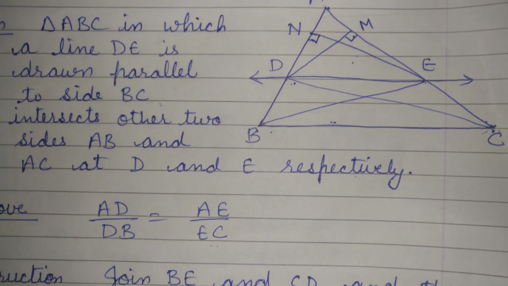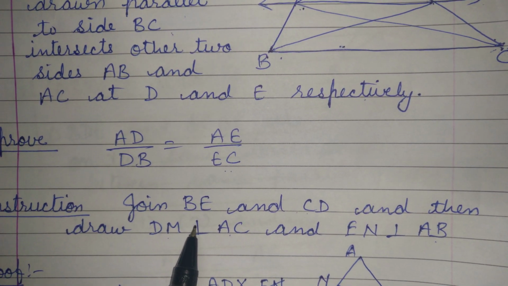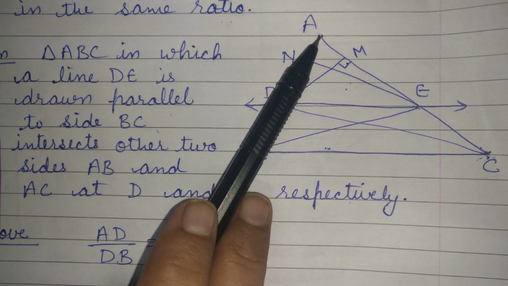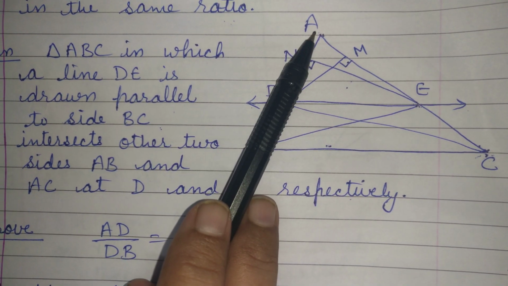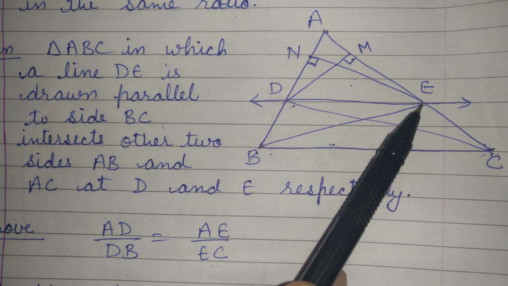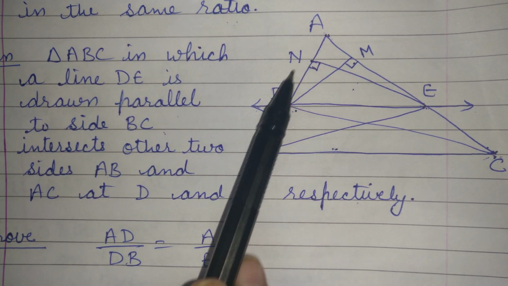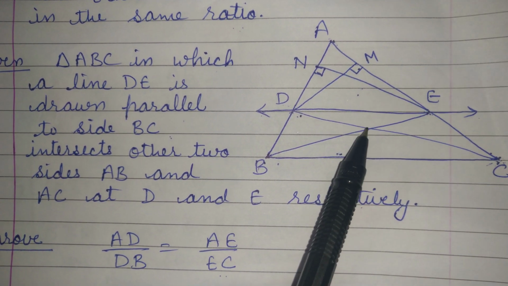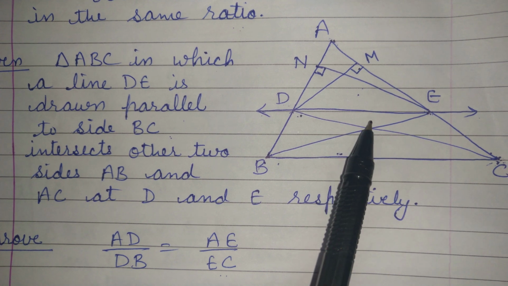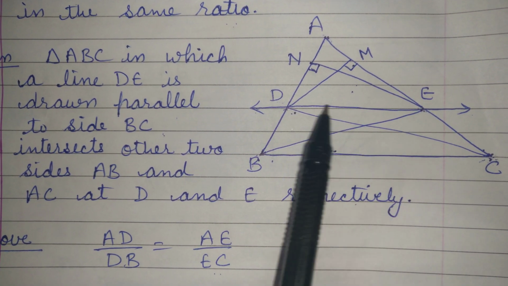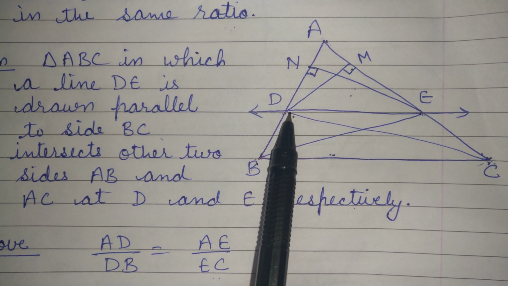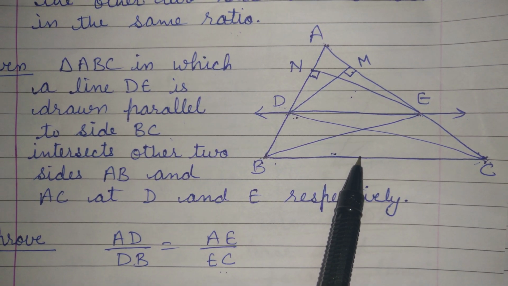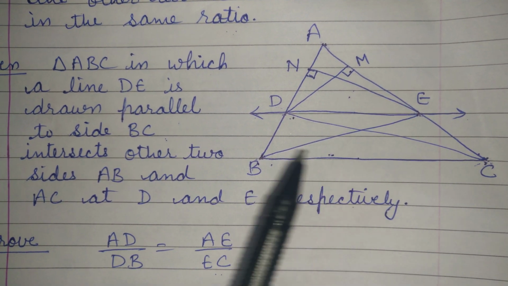To prove this theorem, first of all, construction is the most important part. After this, you have to remember 3 steps. First of all, we will find area of triangle ADE upon area of triangle BDE. Then ratio of area of triangle ADE and triangle CDE. And third step is, we will explain that area of triangle BDE is equal to area of triangle CDE, because these are the triangles on the same base and between same parallel lines. So this way we can prove this theorem.